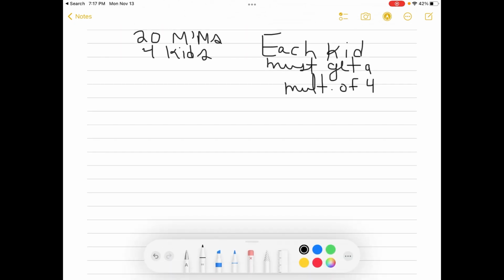So how can we do this one? We need to count the number of ways to distribute 20 M&Ms to 4 kids, knowing that each kid must get a multiple of 4. And yes, you can get 0 M&Ms, it's allowed. So we can represent the multiple of 4 condition algebraically. So we can say the first kid gets 4a M&Ms, same for the second kid, and so on. These are the amounts that our kids are going to be getting in terms of multiples of 4. And this is equal to 20.